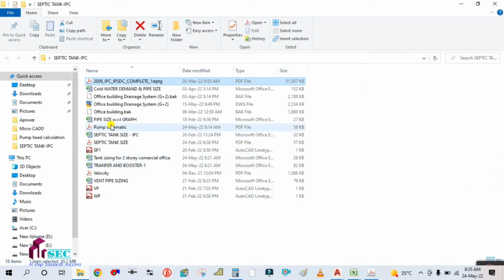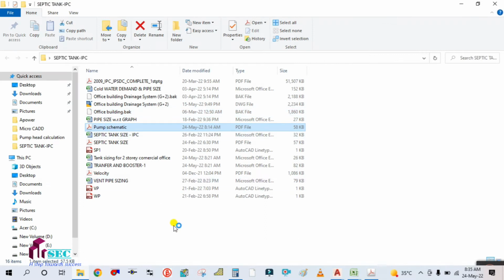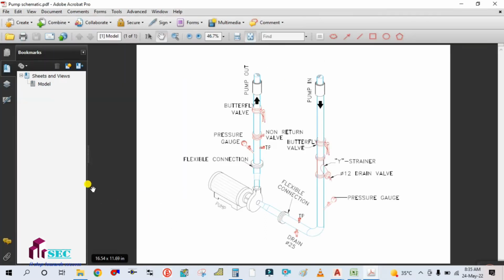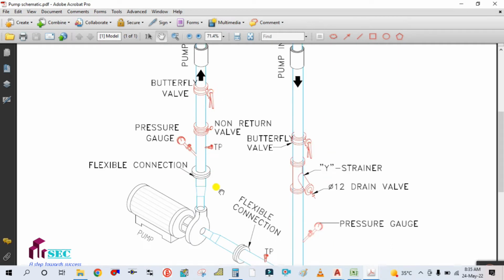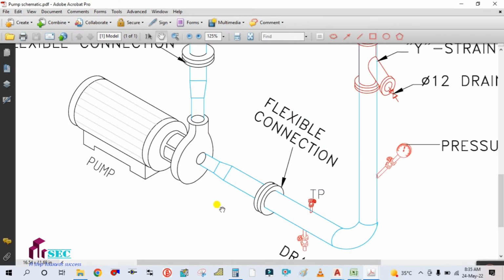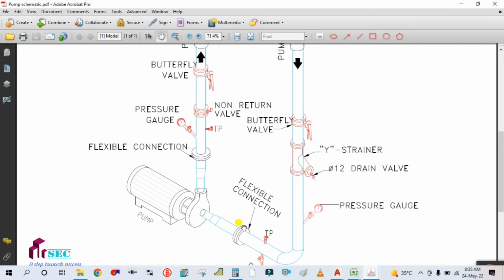First of all, I will show you the pump schematic, then you can see how much fitting is used in the pump. So this is the pump schematic. You can see this is the pump suction line and this is the discharge line. For any centrifugal pump or any pump, we use a flexible connection in each line, suction and discharge. This flexible connection is fixed near the suction and discharge.